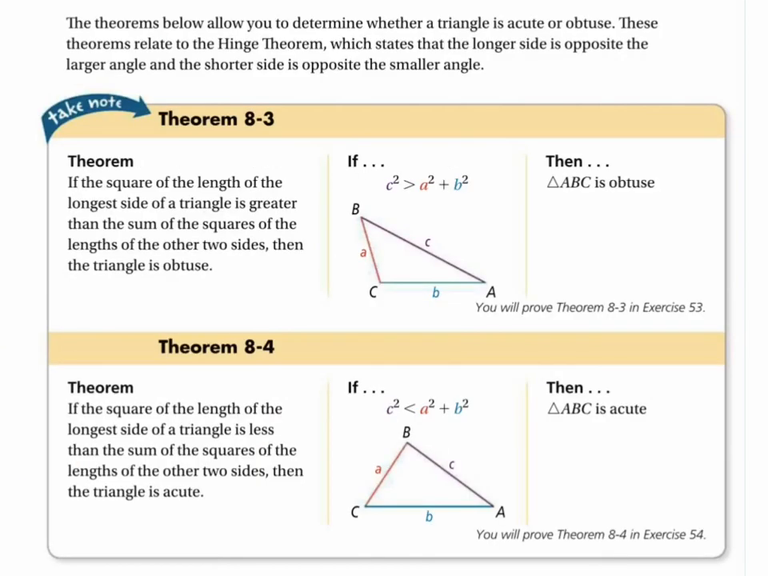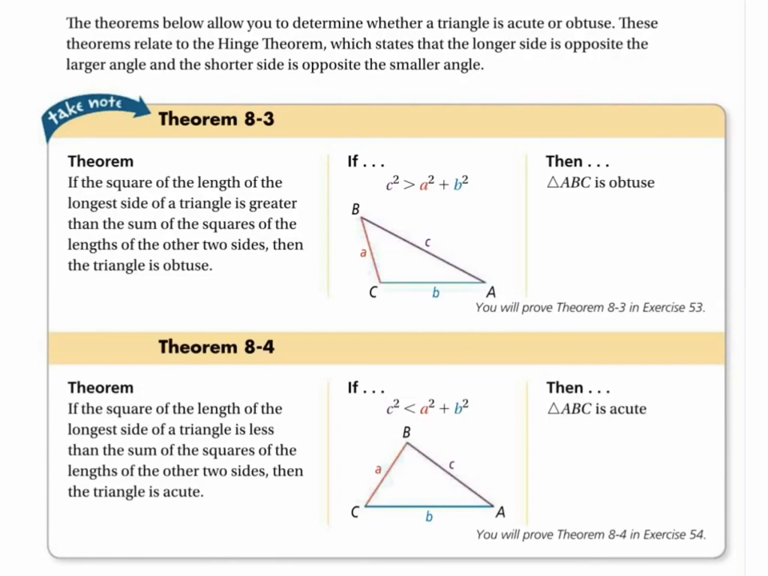Okay, you can determine whether a triangle is obtuse or acute by testing the lengths out and seeing whether, if they're not equal, which one is bigger. Is the hypotenuse bigger, or is the two sides squared and added together bigger? It's related to the hinge theorem, which states that the longer side is opposite the larger angle and the shorter side is opposite the smaller angle.